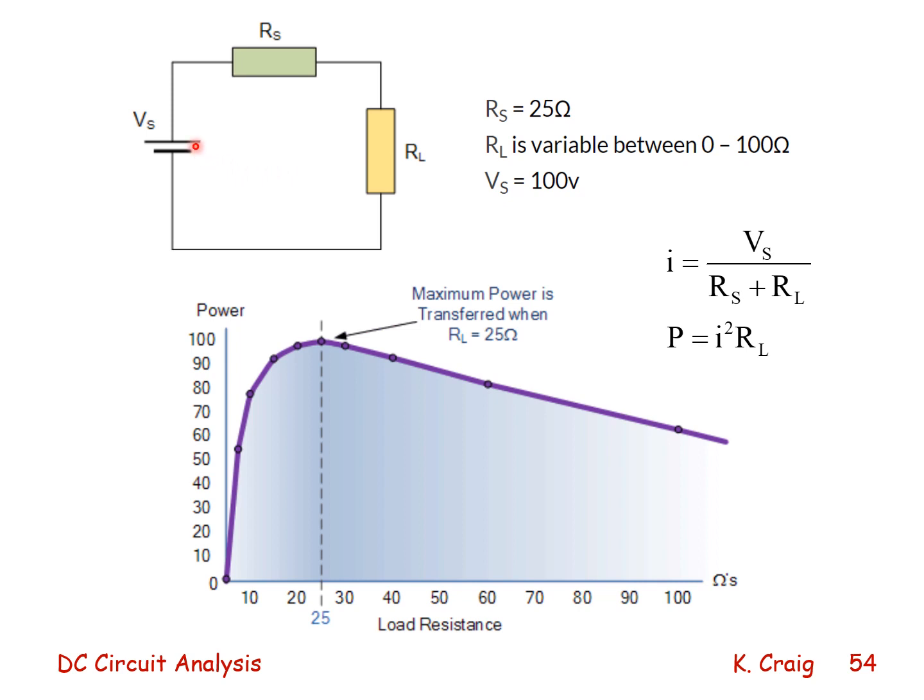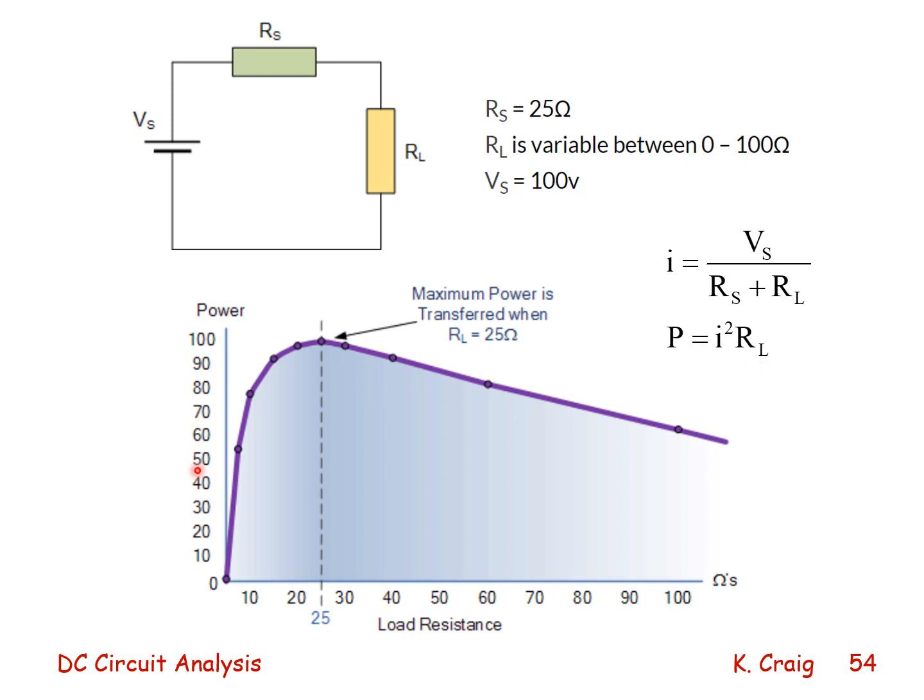The current flowing through RS and RL is the same as they are both in series, have the same current flowing through them, and the source voltage is dropped across the sum of RS and RL. So the current in the circuit is given by Vs, the source voltage, divided by the sum of RS and RL. Power delivered to the load is I squared RL.